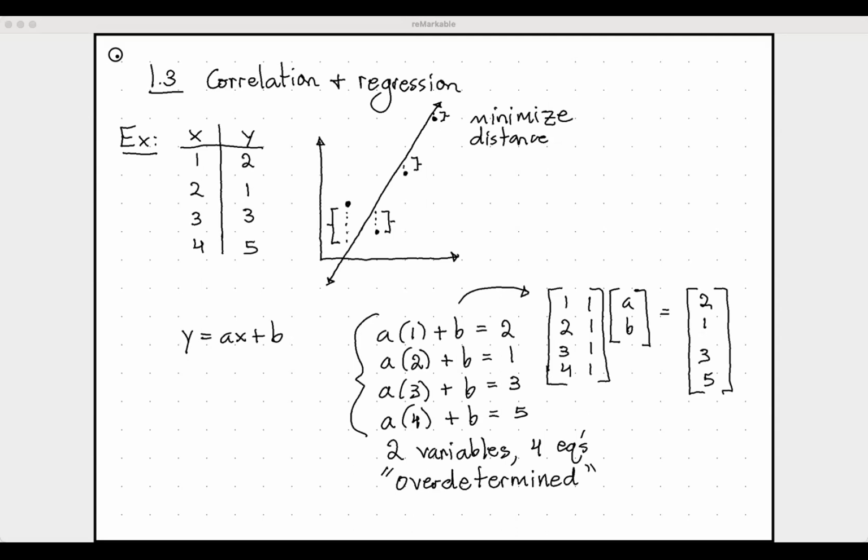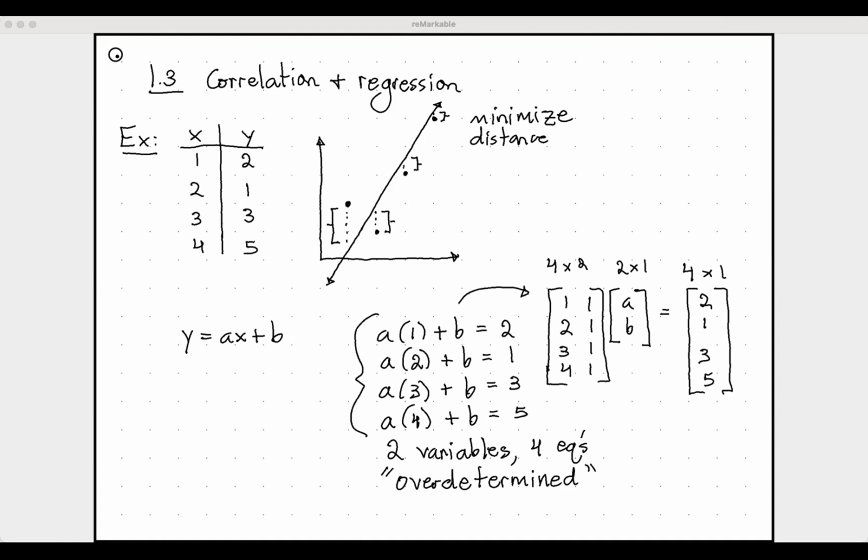Also, I know the dimensions look a little bit weird, but notice that the matrix on the left is a 4 by 2 matrix. And then we have a 2 by 1 vector, right? So I can multiply those together because the interior dimensions are the same. And when I do multiply them together, I should get something with the exterior dimensions. So that's 4 and 1. And sure enough, the vector I have on the other side is a 4 by 1 vector. So the dimensions do match up.